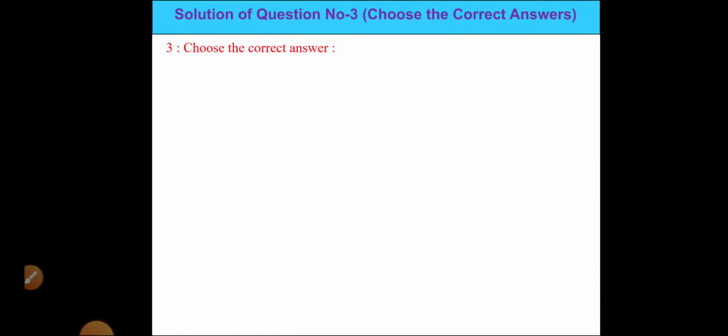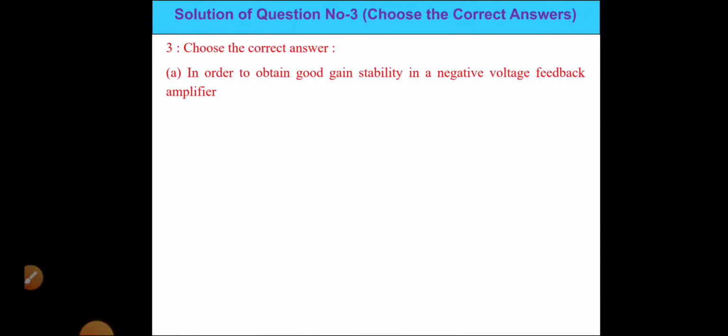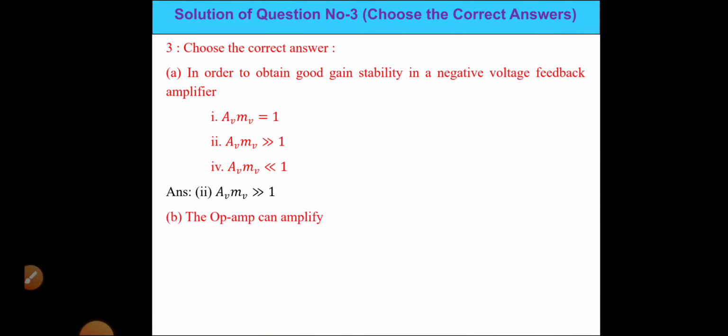Question number 3. Choose the correct answer. In order to obtain good gain stability in a negative feedback amplifier, the options are Aβ equal to 1, Aβ greater than 1, Aβ less than or equal to 1. So the correct statement is Aβ greater than or equal to 1. The op-amp can amplify AC signal, DC signal, or both AC and DC. Op-amp has a high voltage gain, so that's why it can amplify both AC and DC signals.